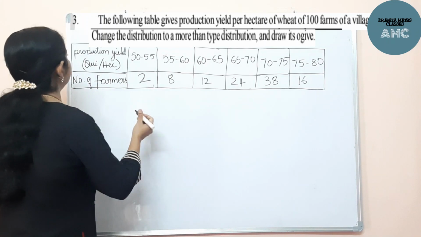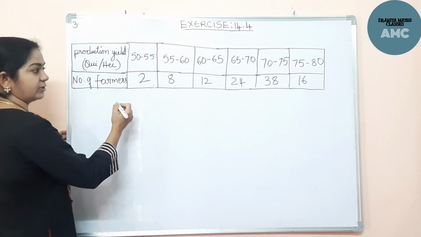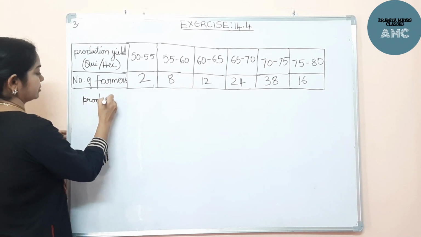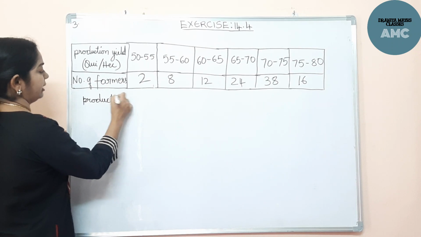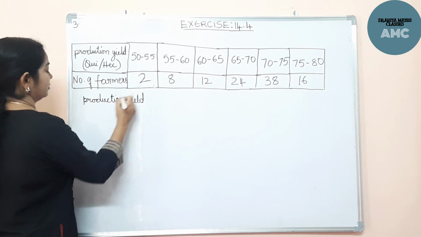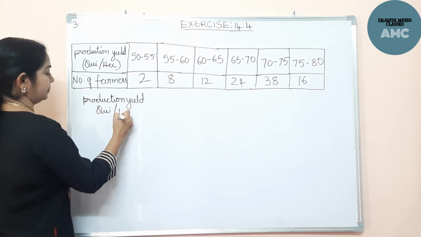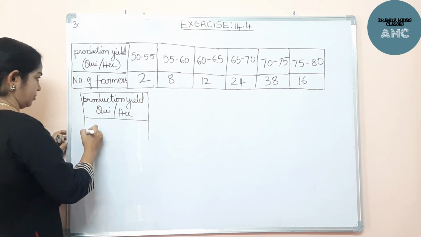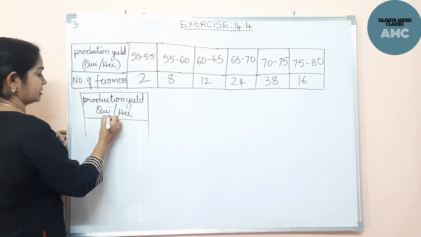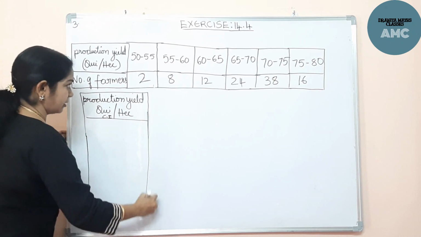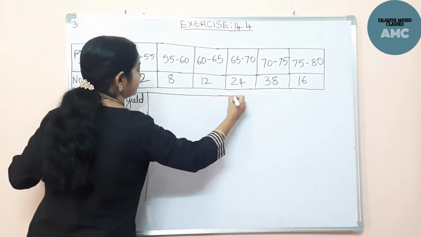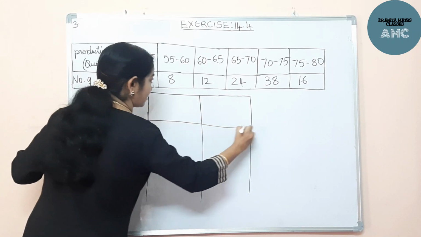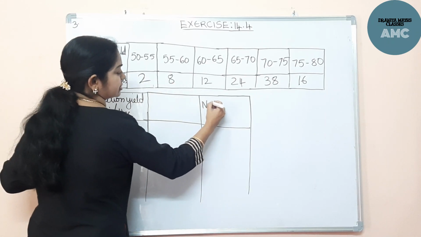Let's start here. We will draw the cumulative frequency distribution table. Here we'll take production yield, in quintal per hectare. This is our class interval, Ci. Now here is given the number of farmers.